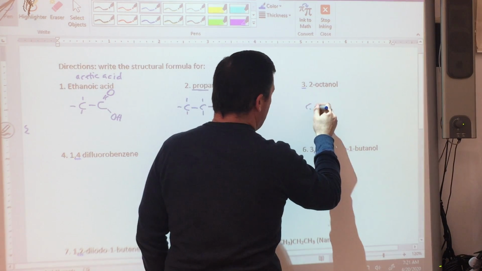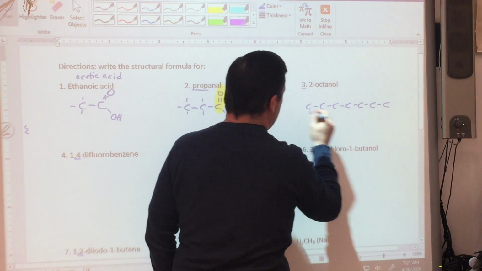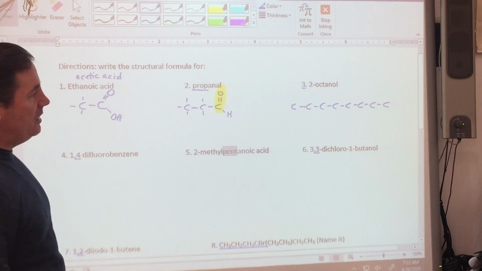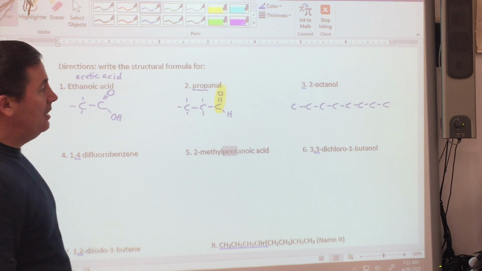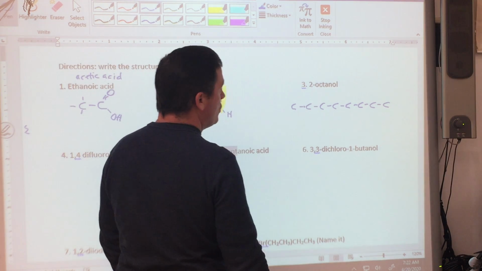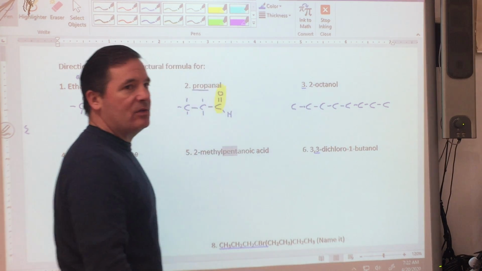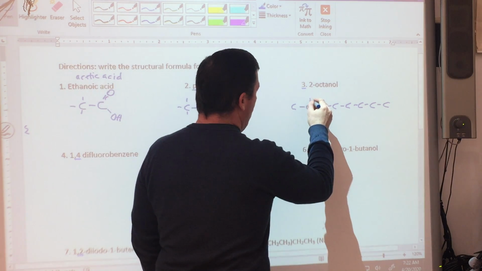Number 3 is octanol. So I need 8. 1, 2, 3, 4, 5, 6, 7. Put the other one over there. 8. So there's octanol. OL indicates that it is an alcohol. Alcohols have an OH group. And when you do alcohols here, you do have to indicate where the hydroxyl group is. Remember, the hydroxyl group is an OH.